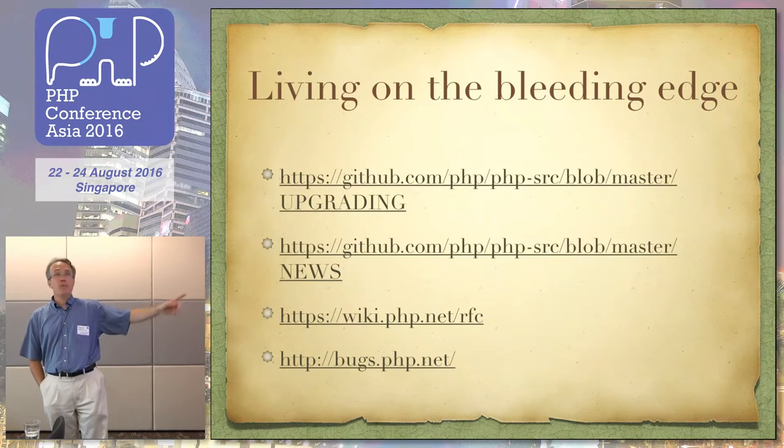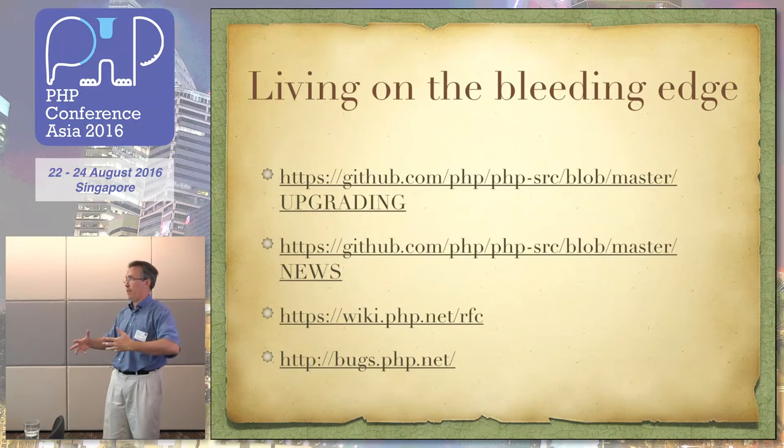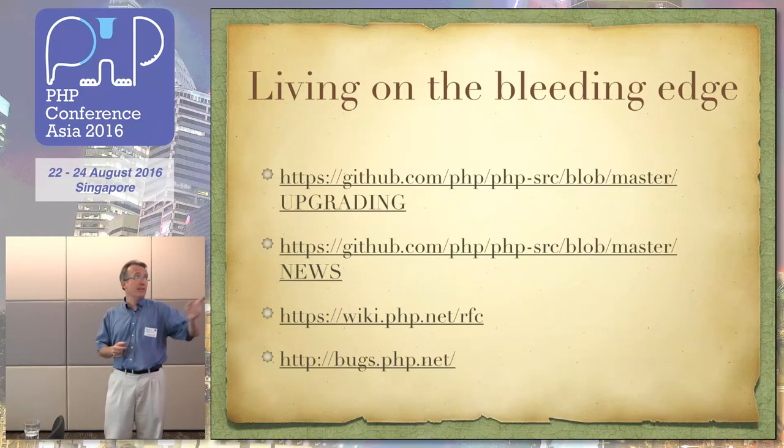But there is an upgrading file, which is the one that collects all the information that will be the base for the migration to PHP 7.0. So the documentation online is based on the upgrading file. So for PHP 7.1, for example, you can go there and get it.